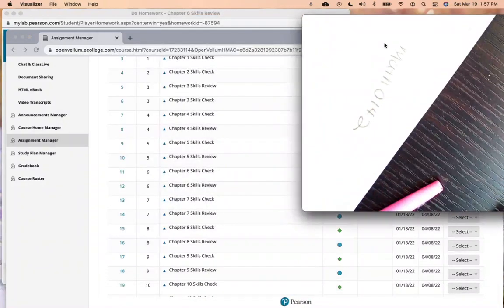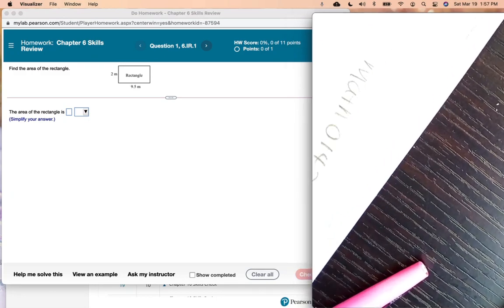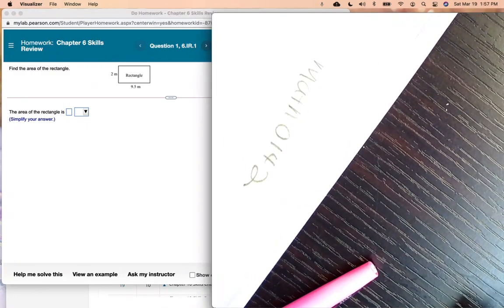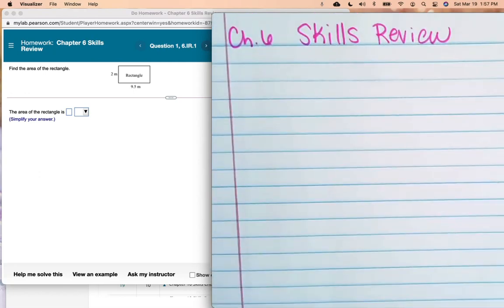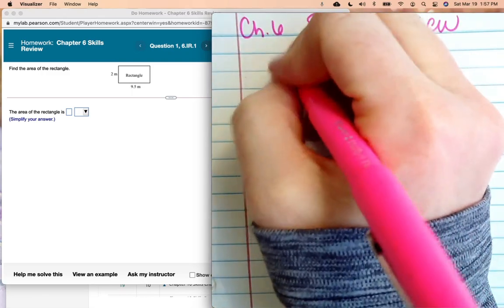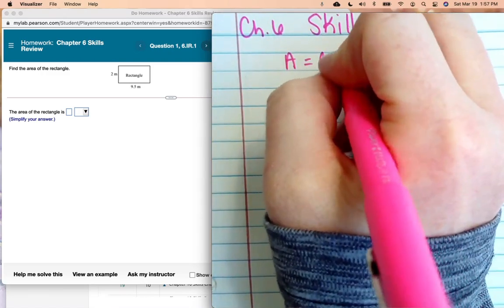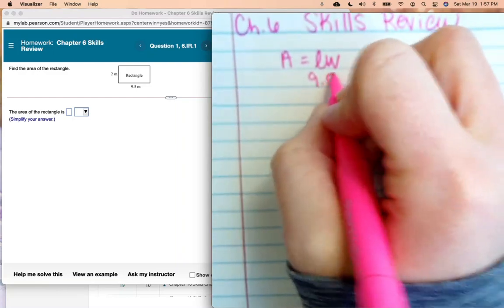Let's go over the Chapter 6 skills review. So Chapter 6 skills review. The first problem says find the area of a rectangle. To find area of a rectangle, you would do length times width. So this would be 9.5 times 2.